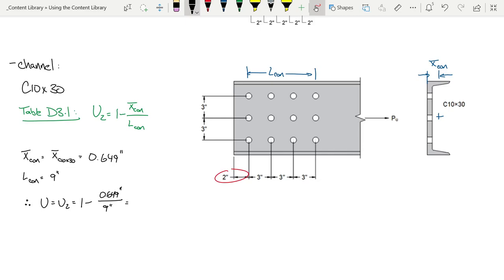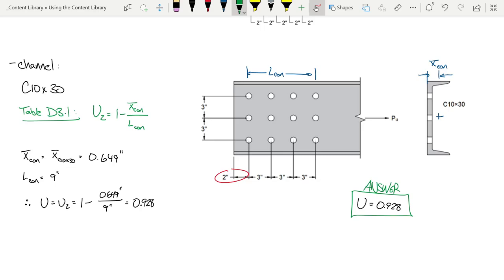So what is that? Say it again. 0.93. I'll carry it out one more, although that's more than enough. I think I got 0.928. So U is 0.928. Is that hard? Hopefully that's easy. I think having a dedicated lecture just to this is important.